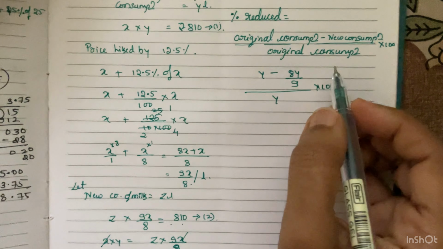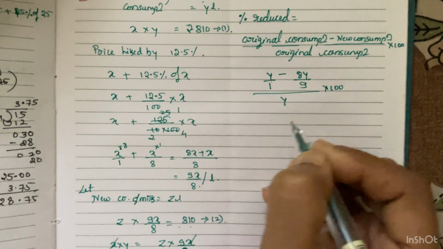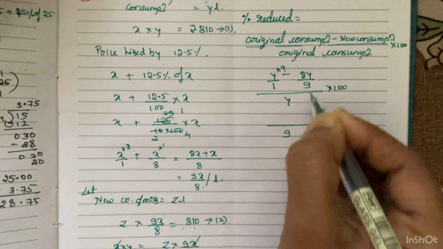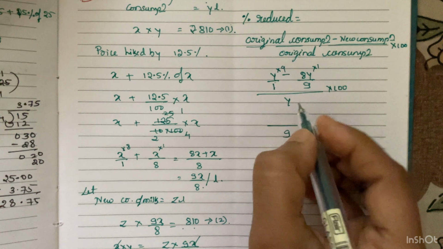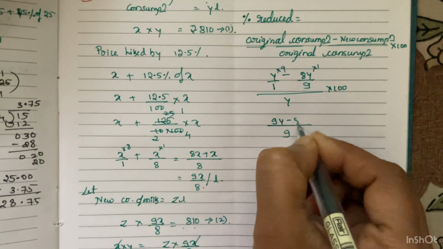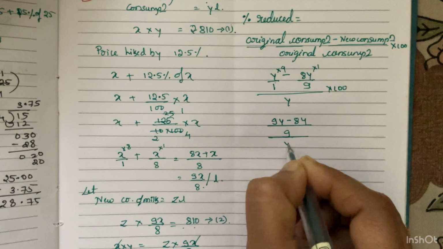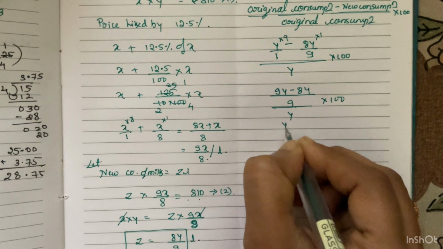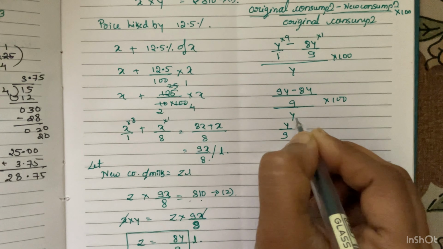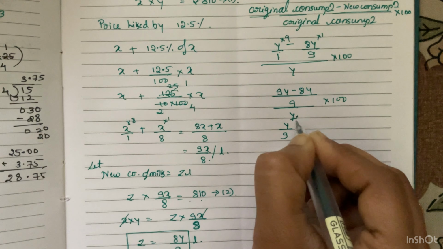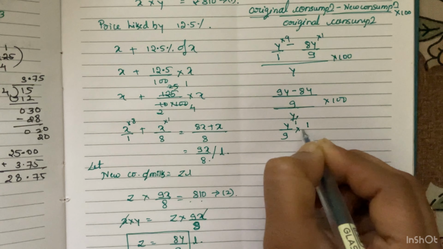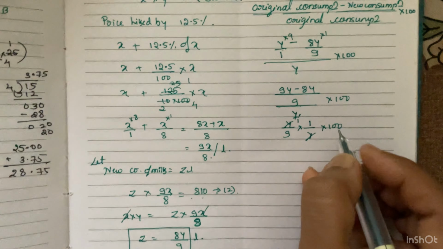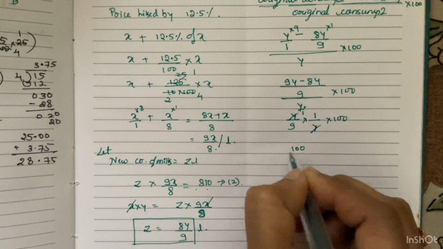Now to simplify this, let me take an LCM. Where nothing is there, let me place 1. So the LCM of 1 and 9 is 9. 1 nines are 9, 9 ones are 9, y into 9, that is 9y minus 8y, by y, into 100. Now 9y minus 8y gives y by 9. Again we do the reciprocal of y; nothing is there, so it is 1. 1 goes to the numerator and y comes to the denominator, into 100. This y gets cancelled, so what is left? 1 into 100, that is 100 by 9.